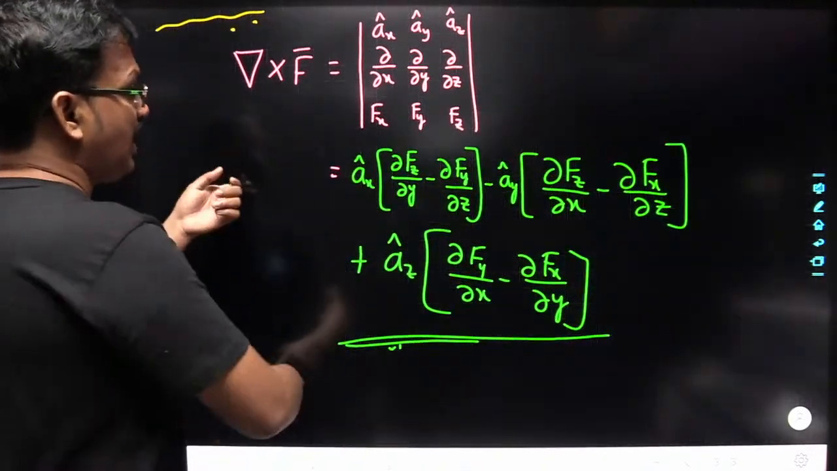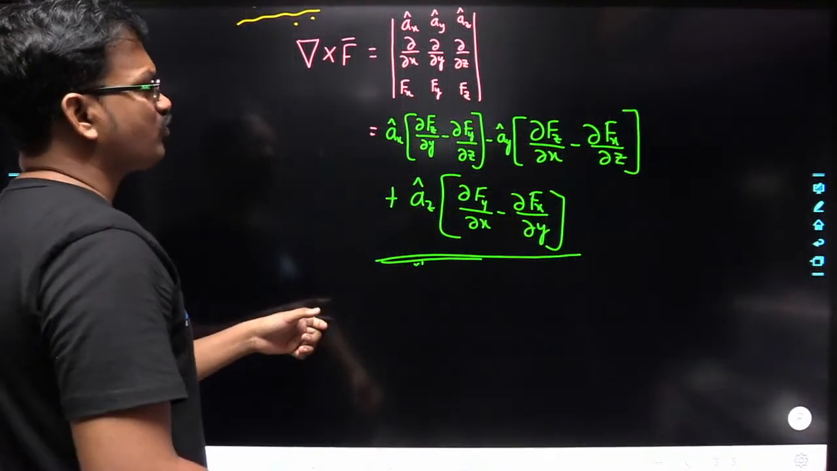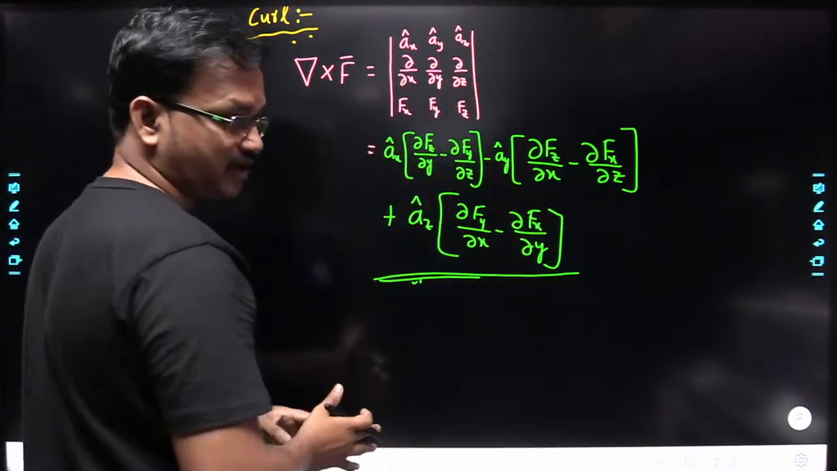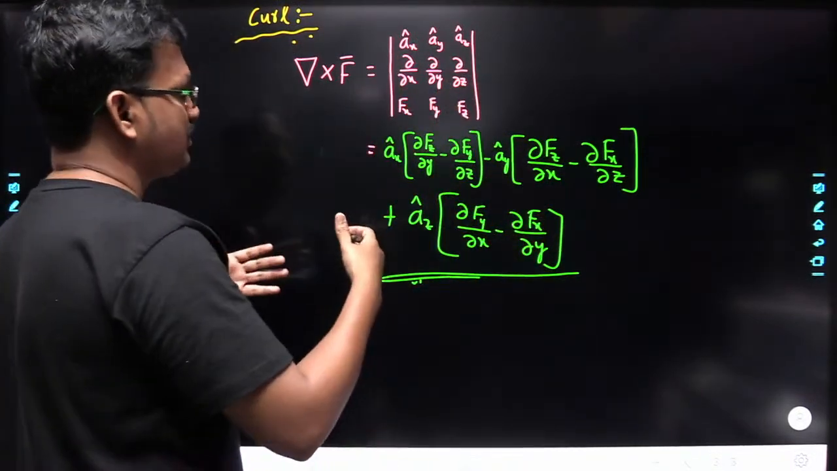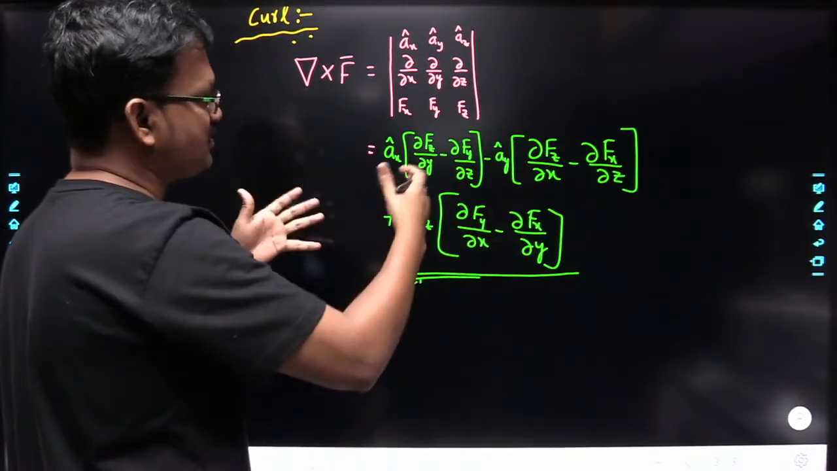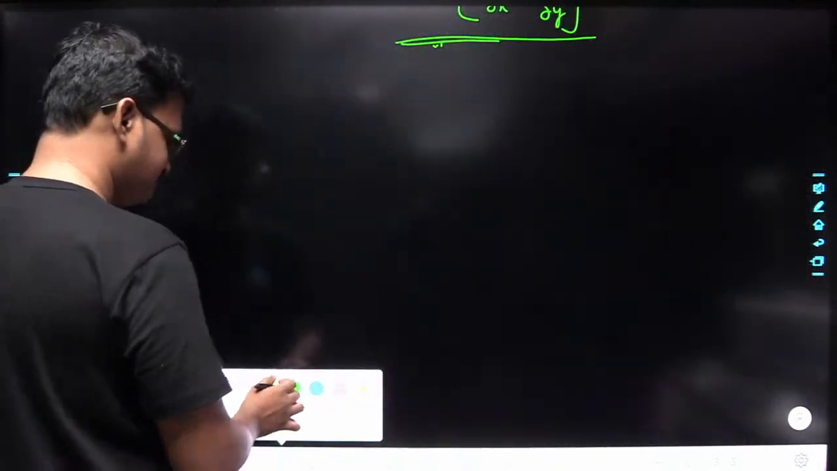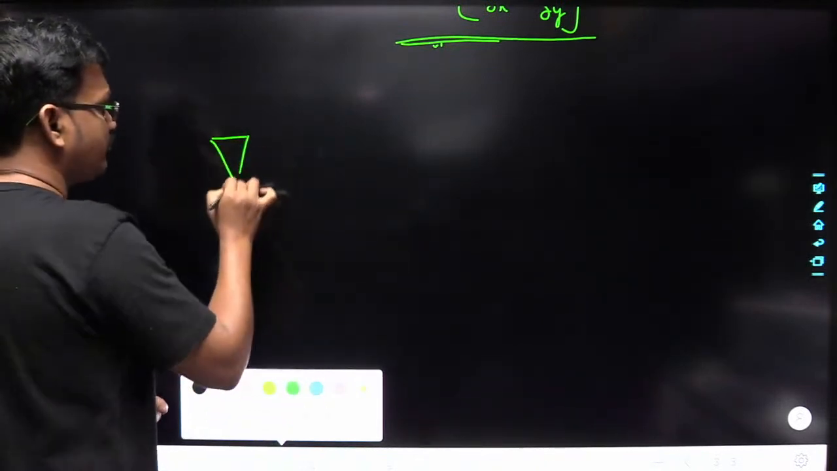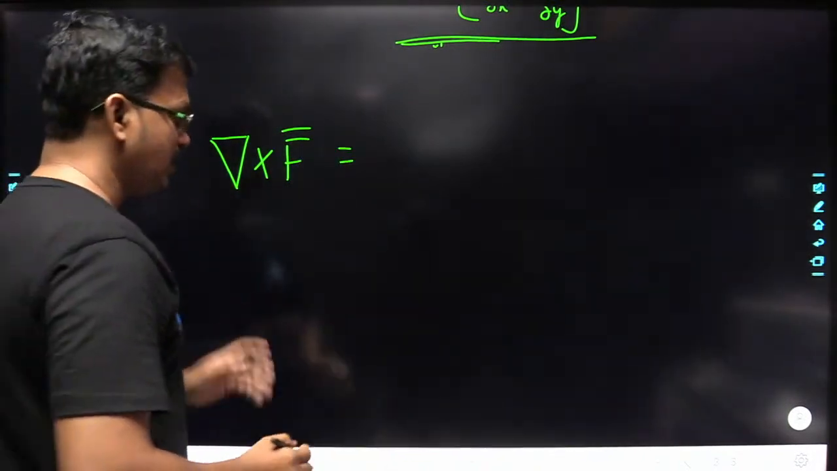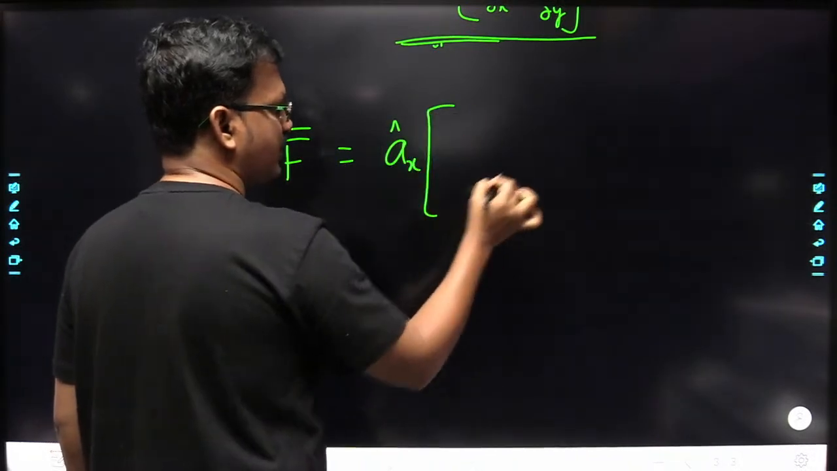Okay. So now I will tell you how to write this curl directly, without expanding. Every time it is not possible to expand this curl and write in this manner here. So instead, I will tell you a method to expand this curl easily. See here, how I can write that. Whenever you are expanding curl, write in this manner: curl of f bar, del cross f bar is equal to, first you write the x component, that is ax cap.